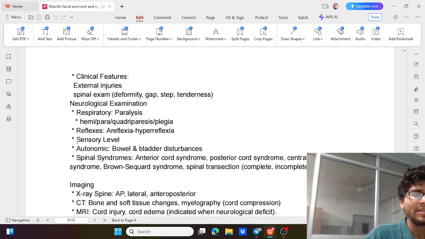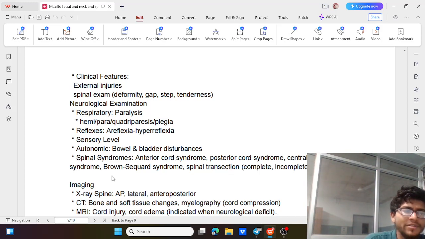And the sensory level has to be confirmed, and this is assessed with the help of, we'll discuss that also, autonomic bowel and bladder disturbances, that have to be checked. And if there is any spinal syndrome due to this damage, which could be either anterior cord syndrome, posterior cord syndrome, central cord syndrome, Brown-Sequard syndrome, or complete or incomplete spinal transection.